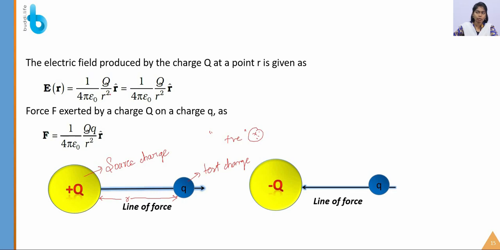So what is the electric field here? Already we know that E is equal to F by q naught, right? And the force is 1 by 4 pi epsilon naught Q q naught by r square. By taking q naught to the LHS, you will get E is equal to 1 by 4 pi epsilon naught Q divided by r square r cap. R cap is a unit vector which denotes the direction of the field. So next, already we have discussed about it, right?